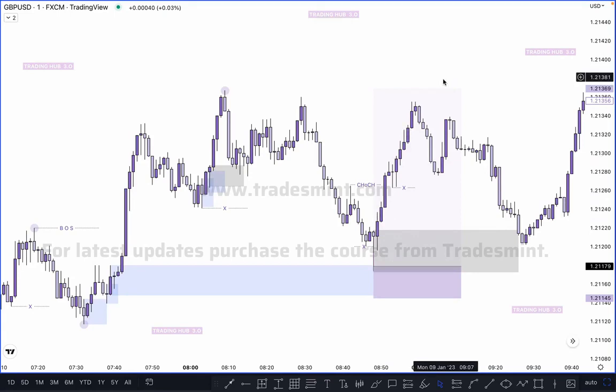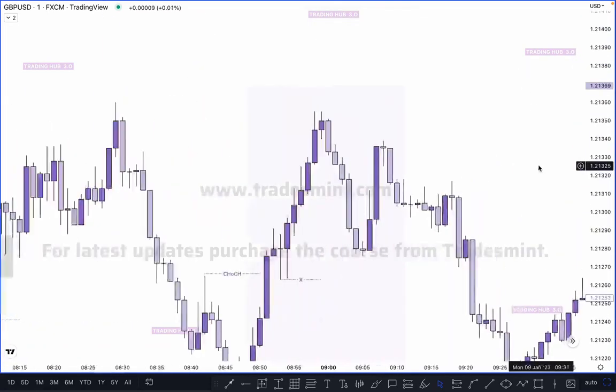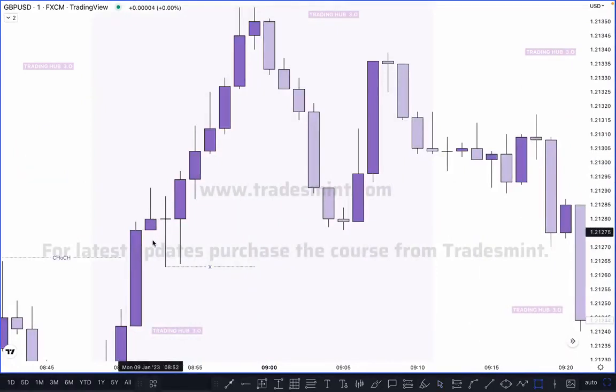Only 2 order blocks are available here. The first one is here, right? Because this candle has taken out the previous candle's liquidity. Let me show you exactly. So this candle has taken out the previous candle's liquidity.